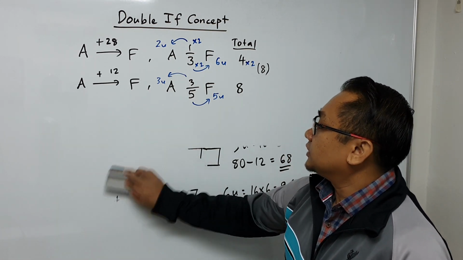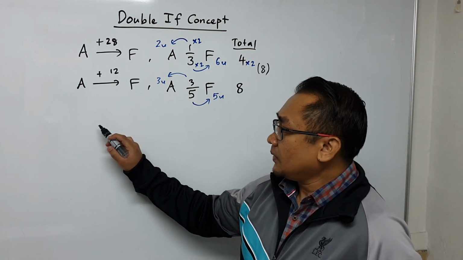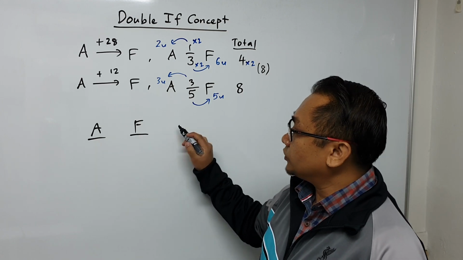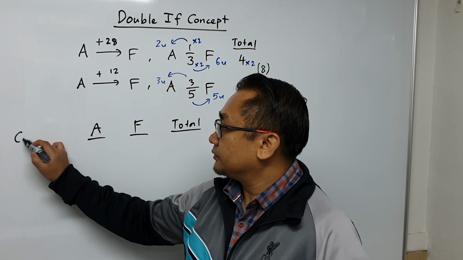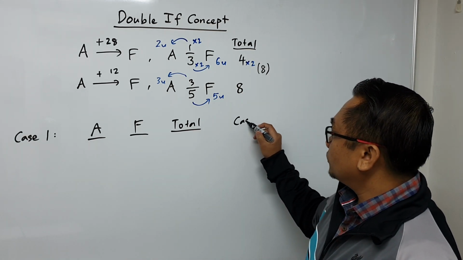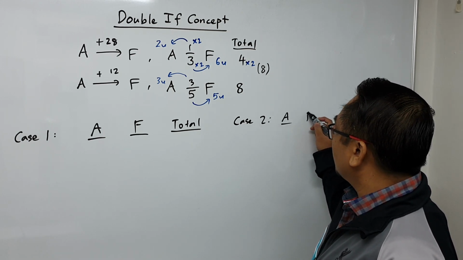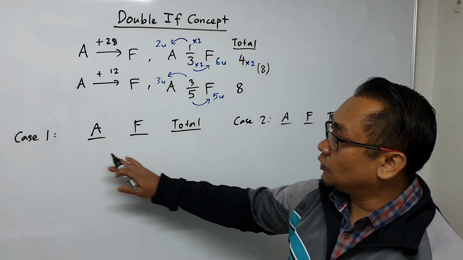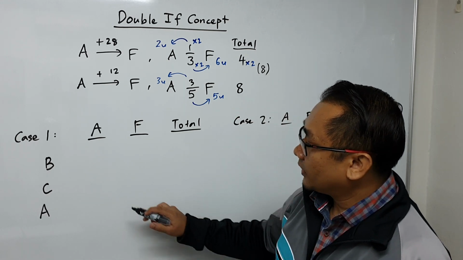generic in nature. Okay, so let's see how to use the algebra method. In the algebra method, the before ratio is not given, but we know the total has to be the same. So this is case 1. Then we have case 2, where it's the same thing, the total is not given. The before is not given. So we have your BCA, before, change and after.